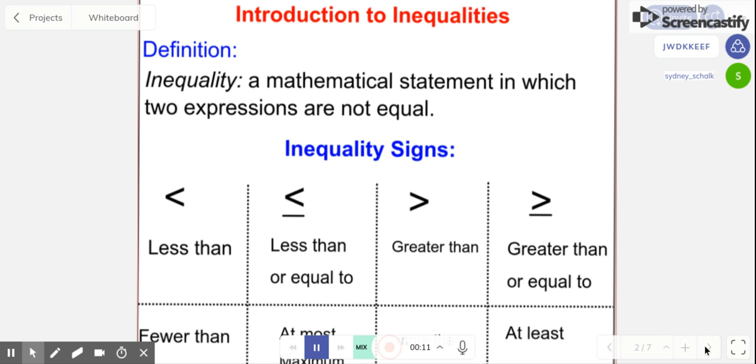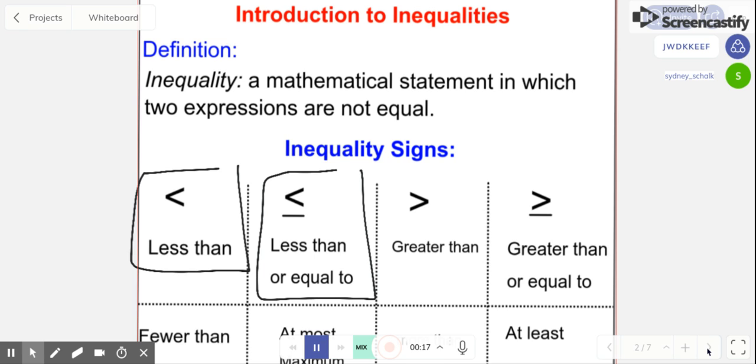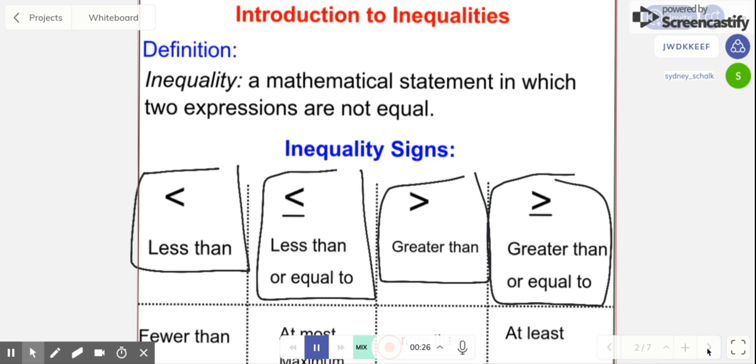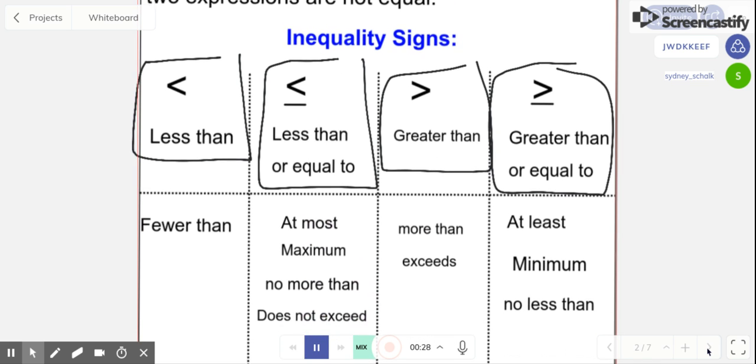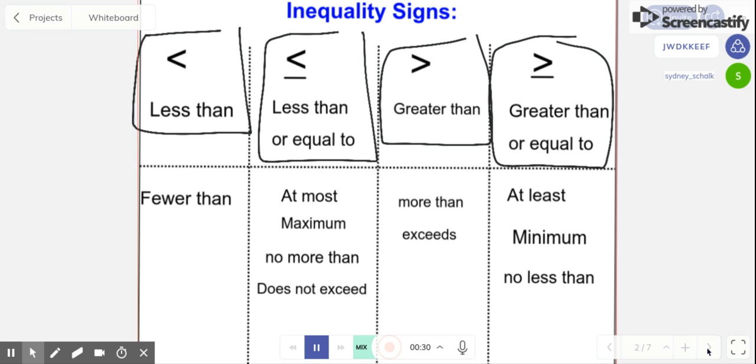We use less than, which looks like this symbol here. Less than or equal to, that looks like the less than symbol but with a little line underneath it. Greater than opens up to the left, and greater than or equal to also has that line underneath it. You also might see a few different words that use the same symbol. Less than and fewer than have the same symbol.